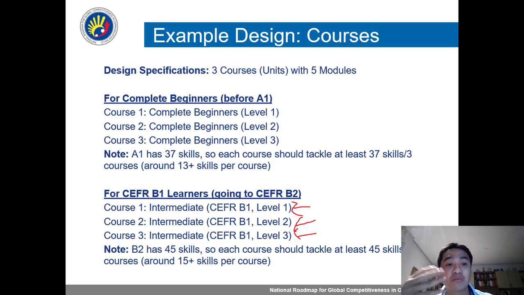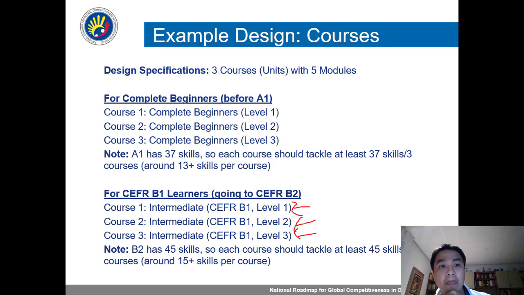This is why it's important to count, so that we know that B2 has 45 skills. Each course should tackle at least 15 skills, or even better, about 25, so the courses can overlap and there'll be a bit of a review. So more than 15 skills per course is what we should tackle.